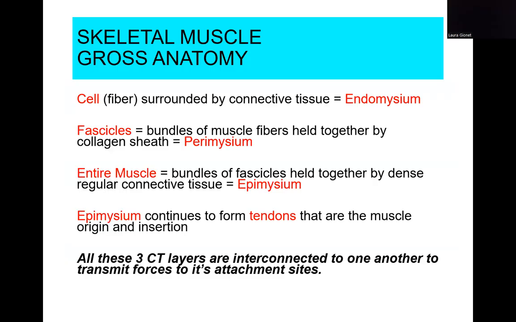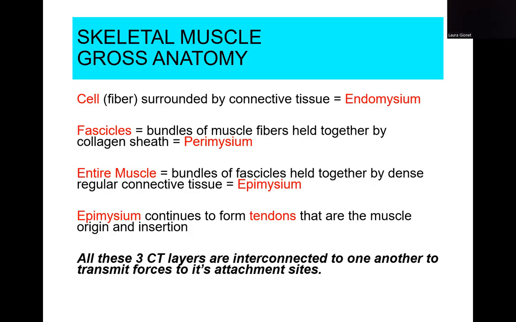Okay, so skeletal muscle gross anatomy. Well, we have cells, often referred to as fibers, but I'll usually refer to them as cells so that the F word is just going to be used for fascicles. But we have cells that are surrounded by their own connective tissue layer called the endomysium. Endo means within, mysium is muscle. Then the cells in these fibers get organized into bundles called fascicles that have their own connective tissue surrounding them called the perimysium.